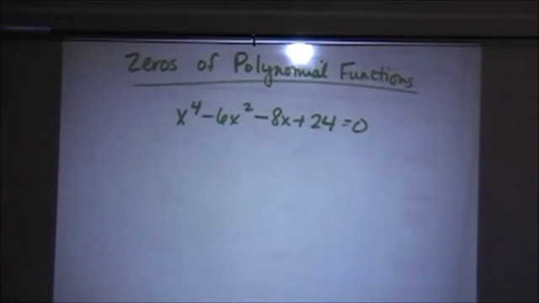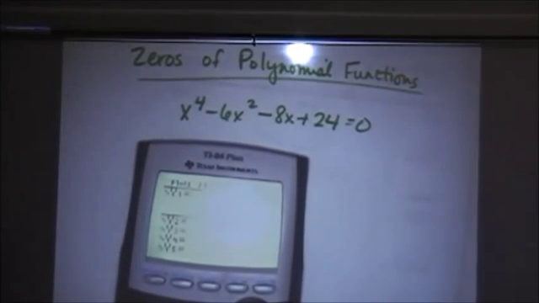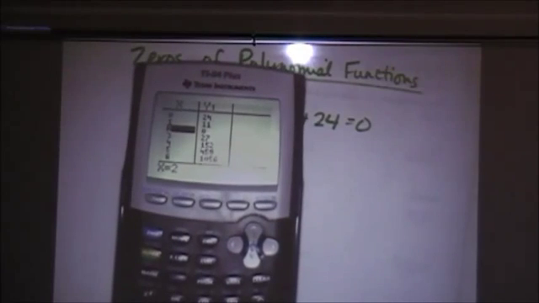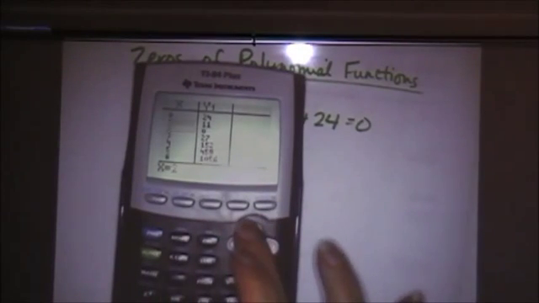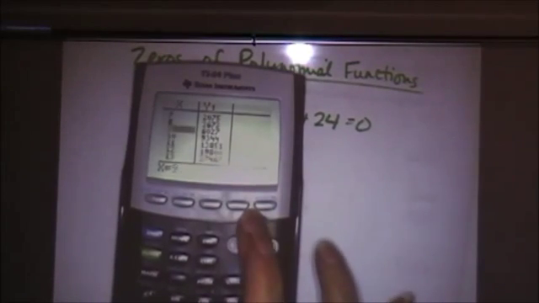I'm going to plug this into my calculator, just like it is. So I'm going to go x to the 4th minus 6x squared. Hopefully there will be at least one that I can see. So I'm going to go to my table to look for one, and there's one right there, 2. Now I'm going to look and see if I can see the others. If I scroll my table, yeah, I don't see anything. Might possibly be a decimal or something like that.